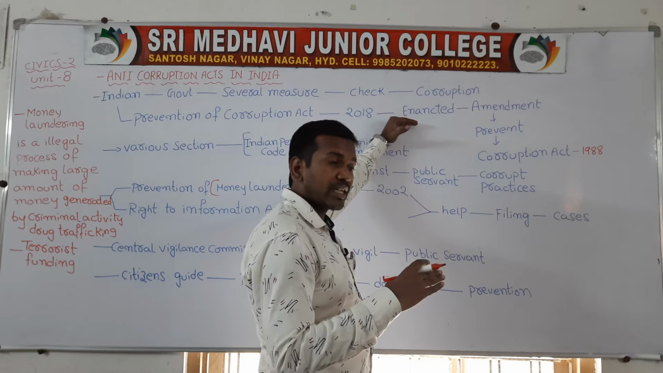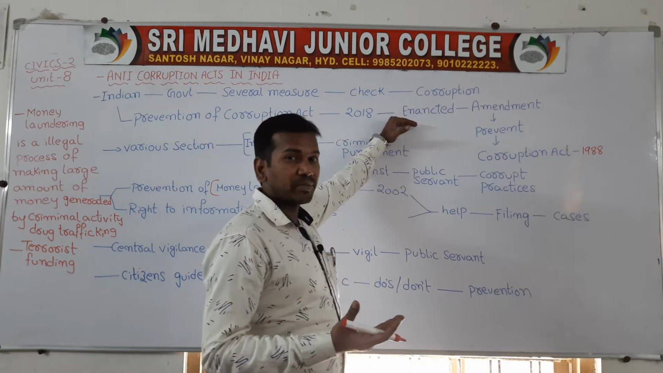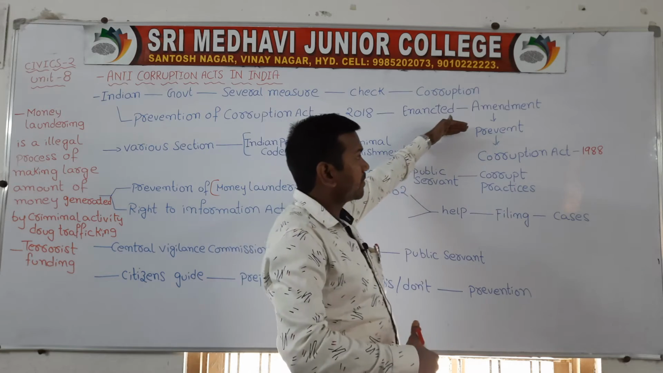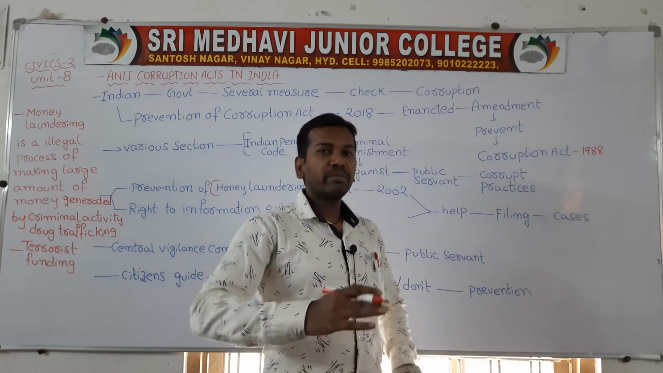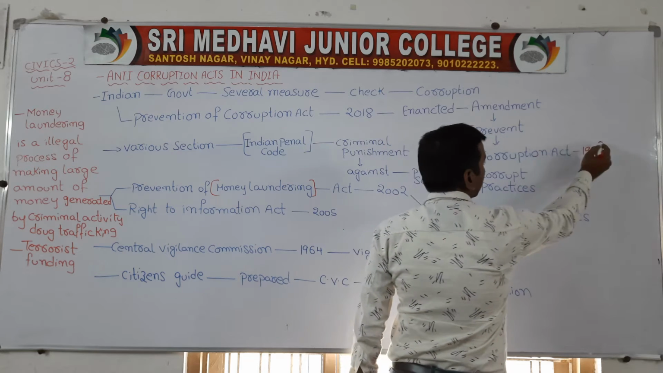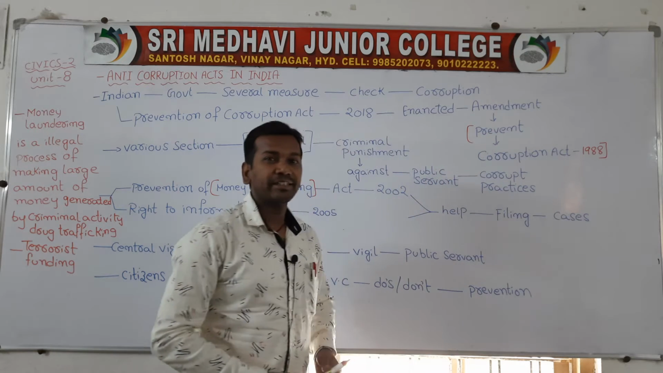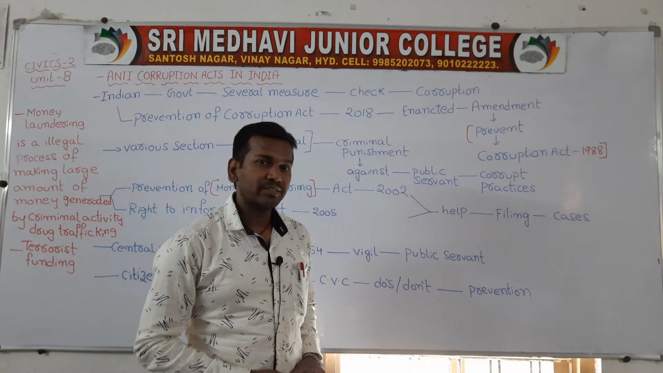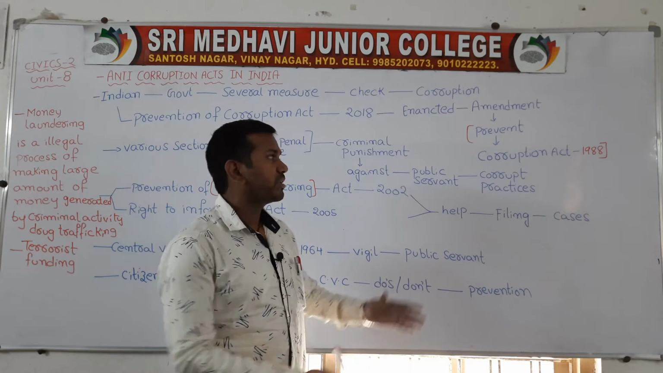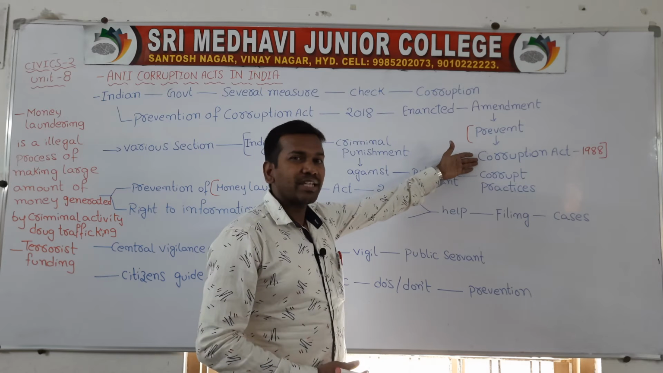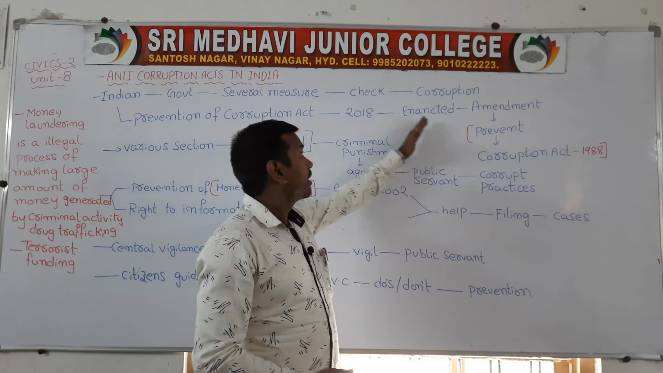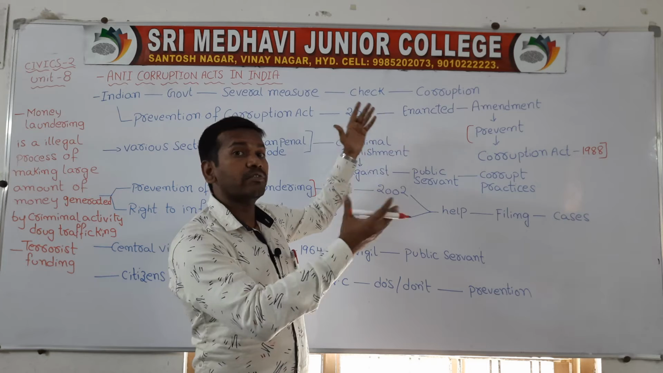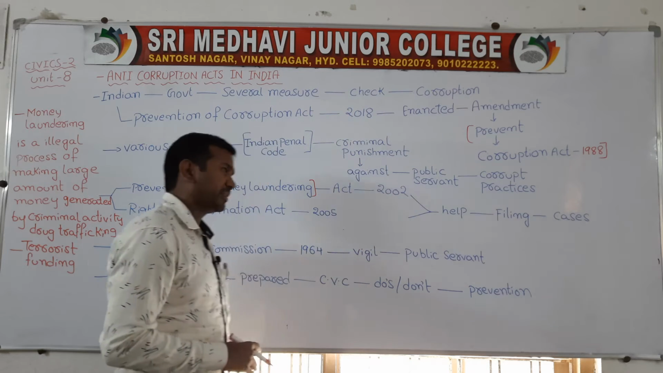2018. This new Prevention of Corruption Act was implemented in 2018 by making some amendments to the previous Prevention of Corruption Act 1988. The government had already passed the Prevention of Corruption Act in 1988. But even after it was implemented, corruption was widely practiced, and that is why it became essential for the government to make some changes. They made changes and passed a new act, the Prevention of Corruption Act 2018.